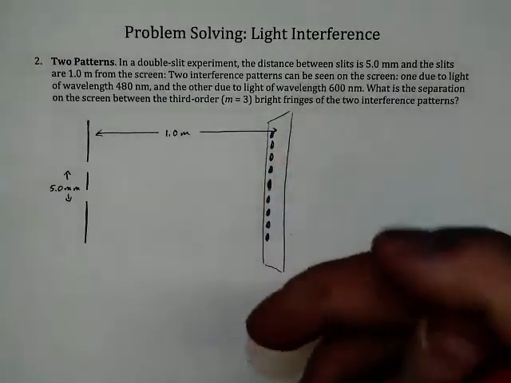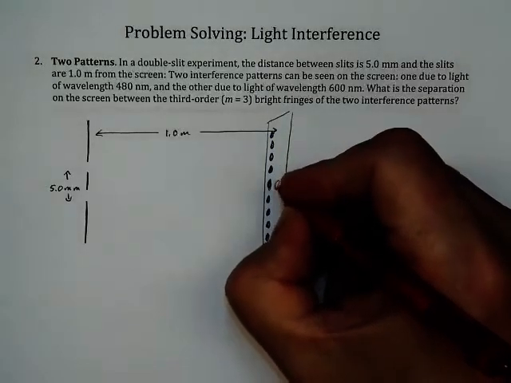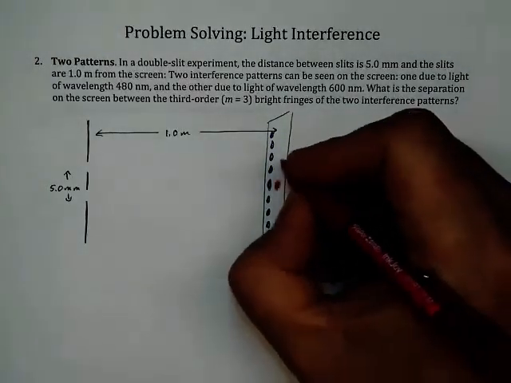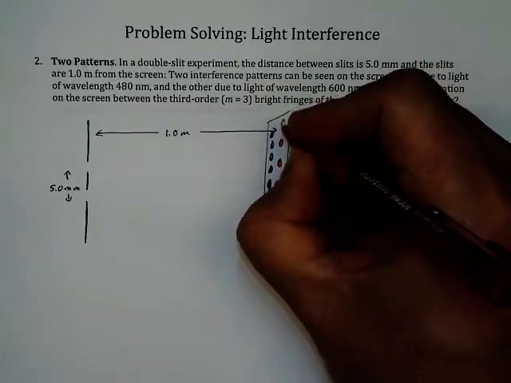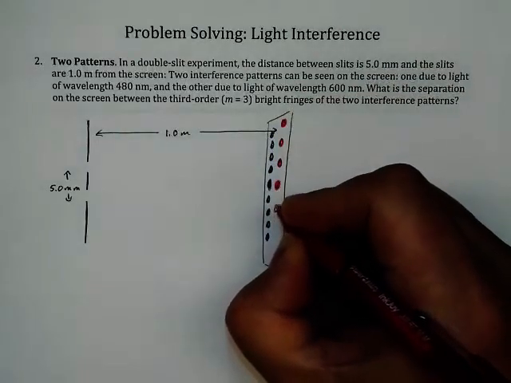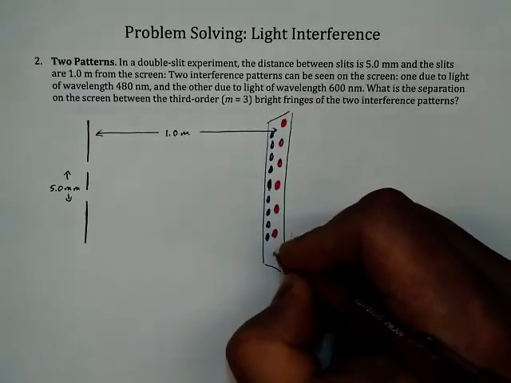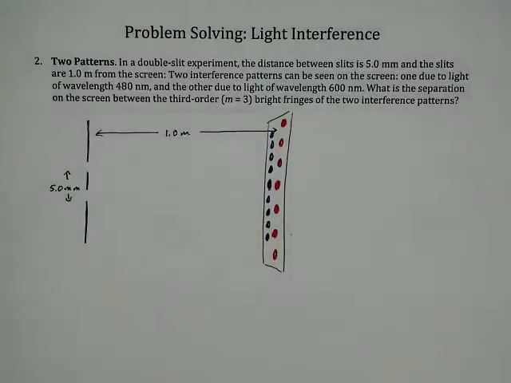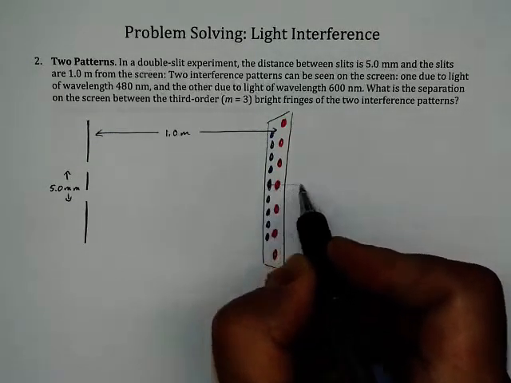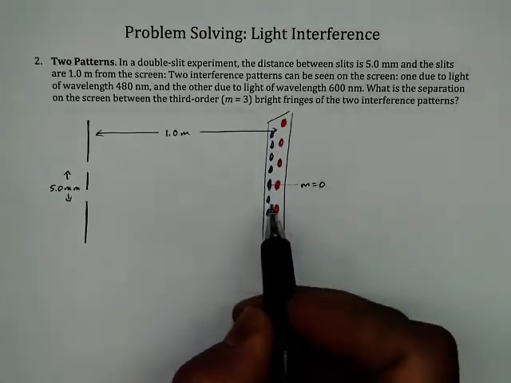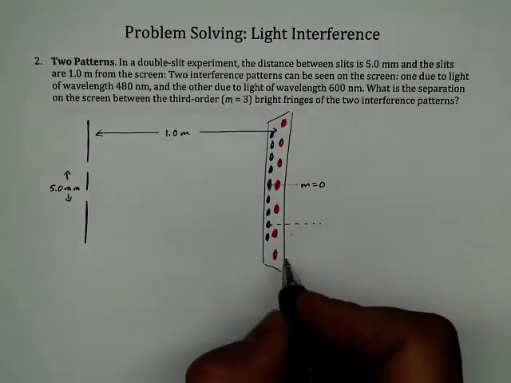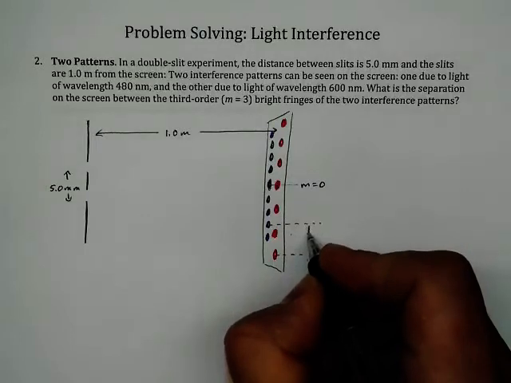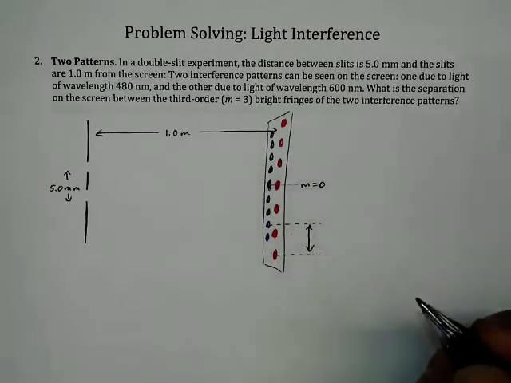The red is also going to have a bright spot in the middle, but because it is a higher wavelength, the fringes get spaced out more. And I might be exaggerating this too much, but something like this. And we want to know what's the separation on the screen between the third order bright fringes of the two interference patterns. So again, both at the center is 0. So 1, 2, 3. This is the third order blue. 1, 2, 3. This is the third order red. I'm looking for what this distance is right here.